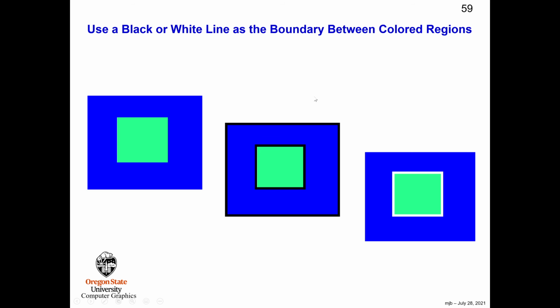Here's a trick that map makers have known about for years. If you've got two colors right next to each other, you can make that boundary look really crisp by putting a black line or a white line between them. The reason is your cones are there for color and there aren't many of them. However, your rods are there for intensity changes and there's a lot of them.